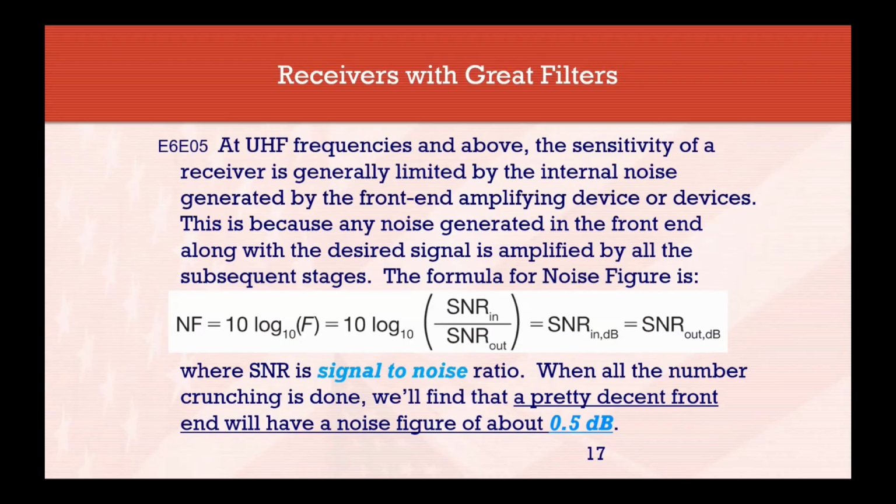listen to. So there's a formula for doing the signal to noise ratio, but the key answer to the question is going to be 0.5 dB. A decent front end will have a noise figure of about 1/2 decibel, or about 0.5 dB.